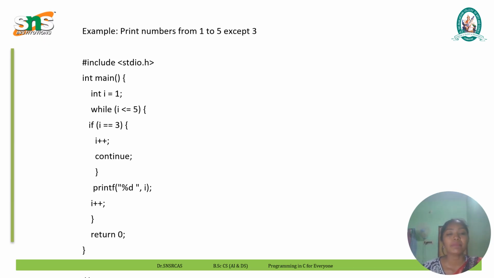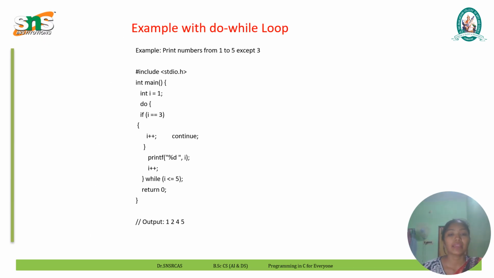So next is 3. Again the 3 will come to the if statement. So 3 is equal to 3. Yes, the condition is checked and it is true. So it is skipped here, and it is not going to be displayed. Next statement is the continue statement. So the output is 1, 2, 4, 5. It skips the 3.